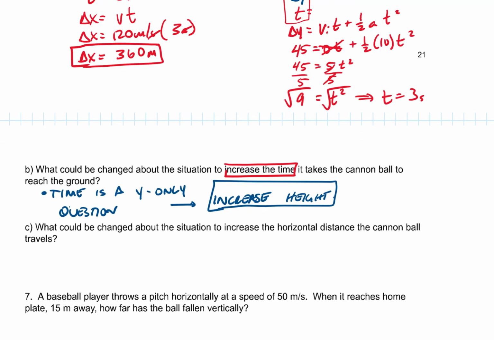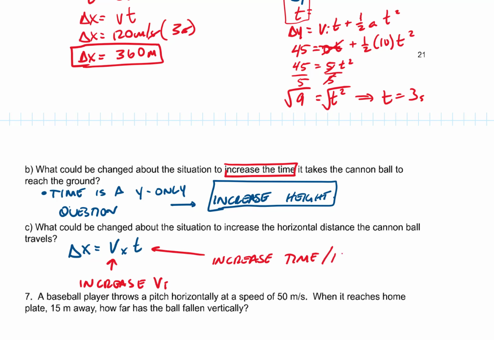What could be changed to increase the horizontal distance? Well, we said delta x was the velocity in the x direction times time. So we could increase the initial velocity in the x direction, or we could increase time by increasing the height. That would increase the horizontal distance the cannonball travels.